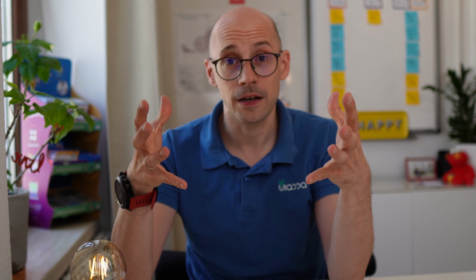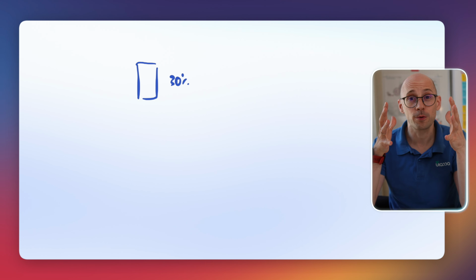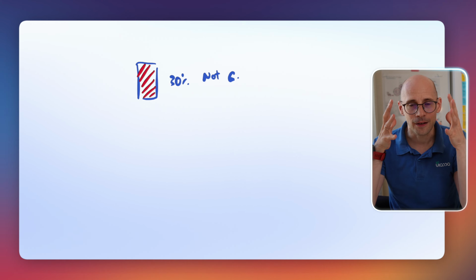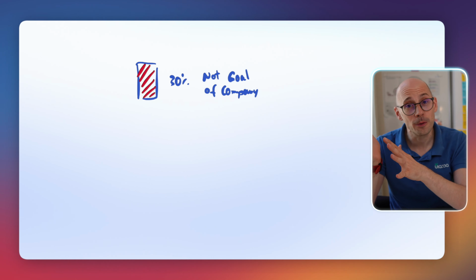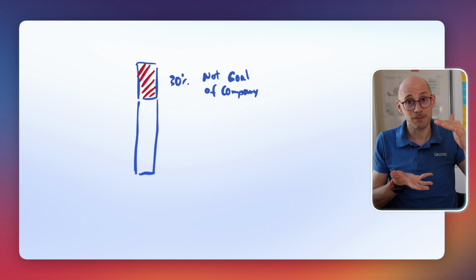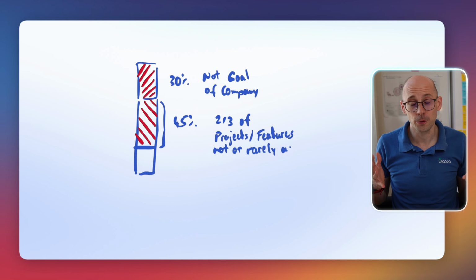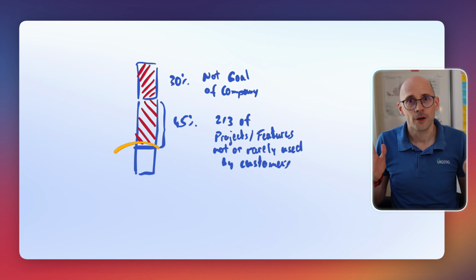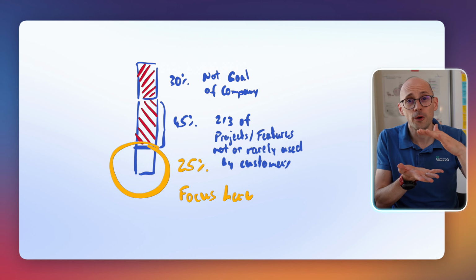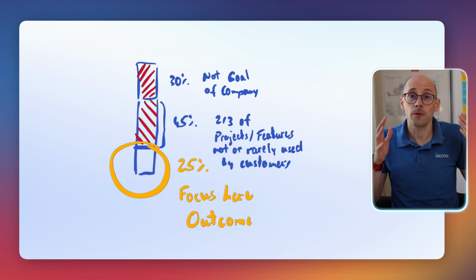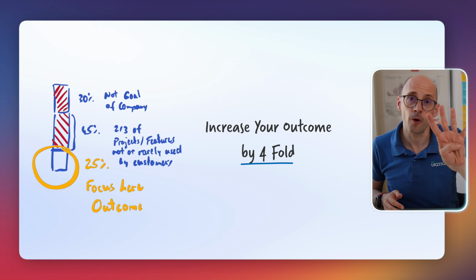And actually, when Scrum Inc. goes into companies and they assess what is there in the companies, they figure out that 30% of the projects the company is working on are against the goals of the company. So stop doing those. And of the remaining 70%, 2/3 are not or rarely used by its customers. So please only focus on the remaining 25%. And with this formula, you can already increase your outcome fourfold.